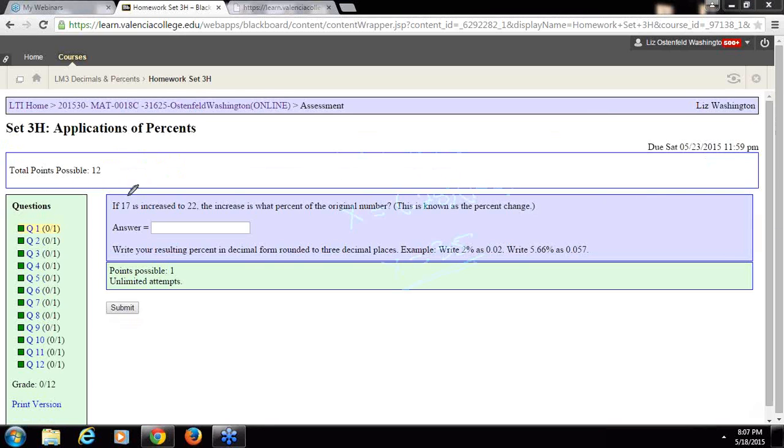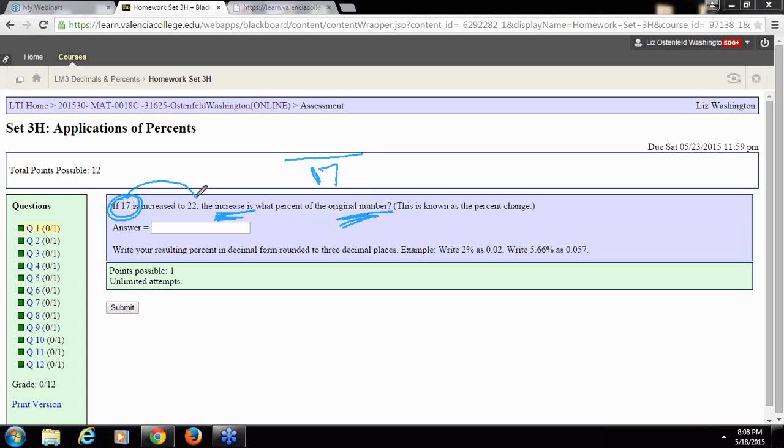All right. If 17 is increased to 22, the increase is what percent of the original number? So what you want to do here, whenever you're looking for a percent increase or a percent decrease, there's a couple things you need to do. One, we want to know of what number. It says what percent of the original number. So if 17 is increased to 22, sounds like the original number was 17. We're always going to divide by that, okay, depending on what it says. It wants to know the percent of the original, so I'm going to divide it by the original.